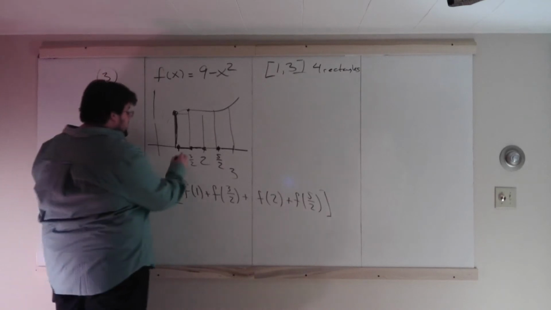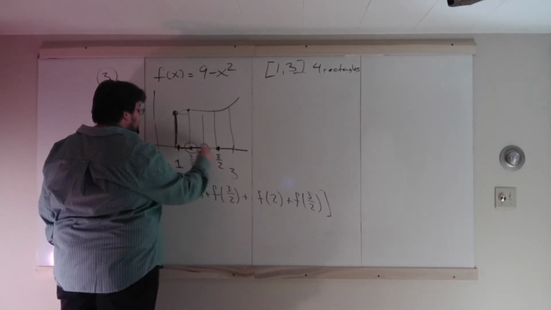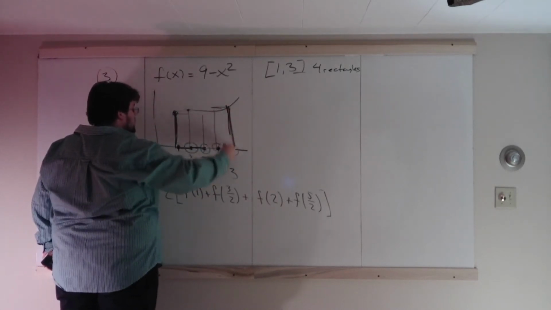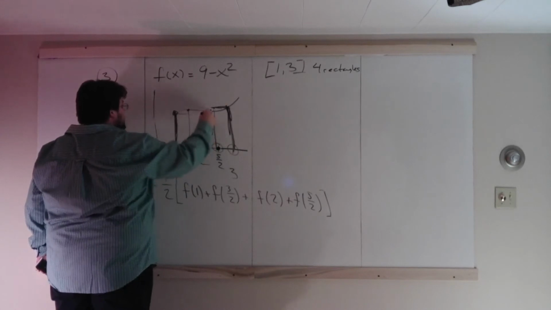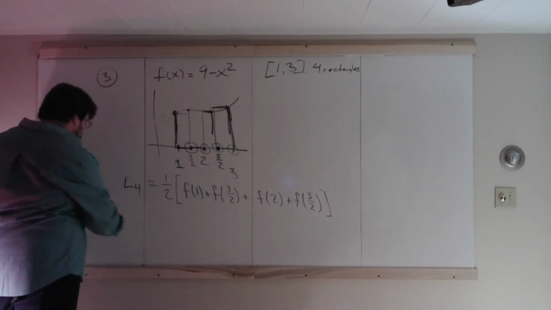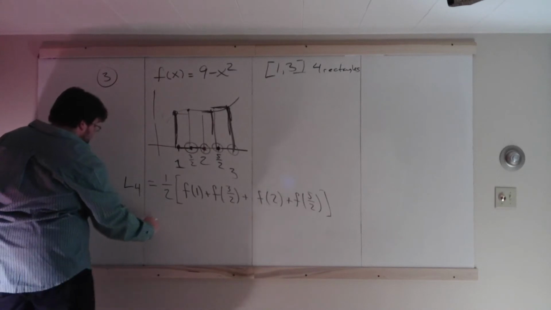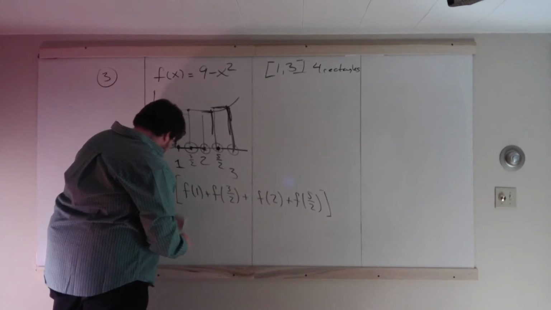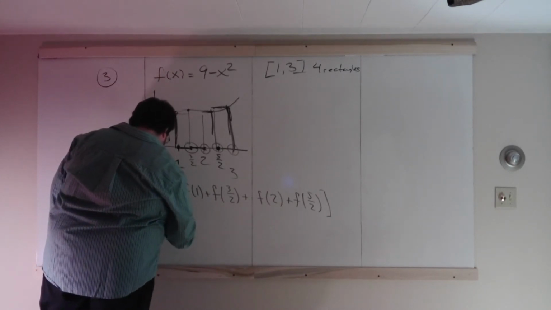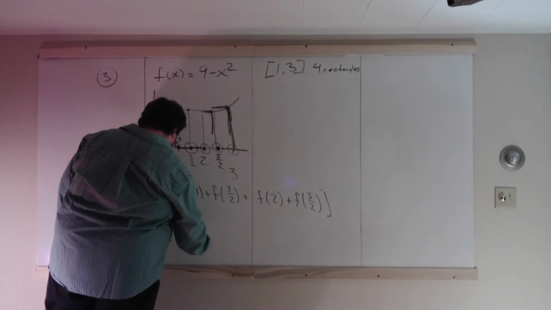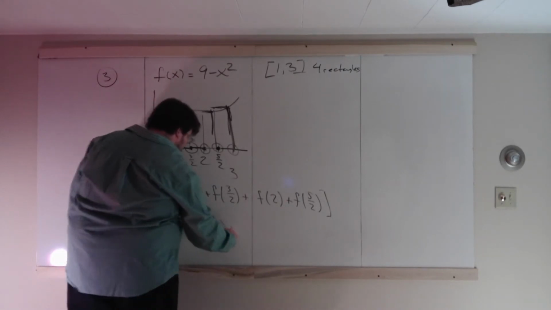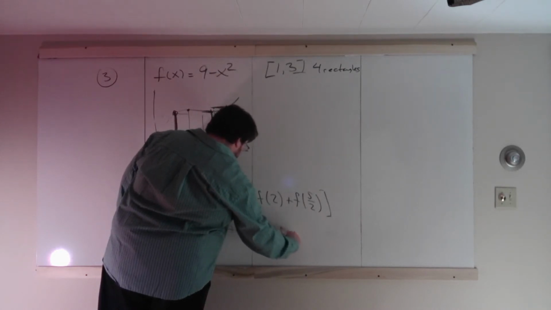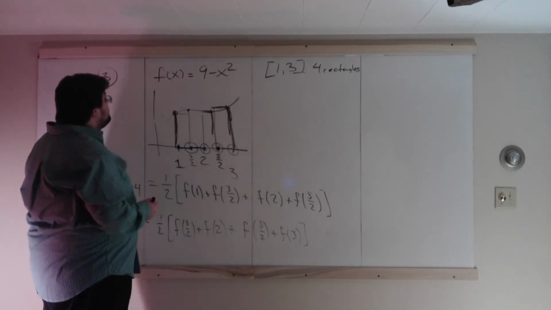The right approximation, instead of using these 4 endpoints, is going to use that endpoint, that endpoint, that endpoint, that endpoint, and the rectangles are going to be formed like this. There's the height, and it goes over. There's the next height, and it goes over. But the bases are still going to be the same. So R4 equals 1/2. Instead of starting at 1, we're going to start at 3/2. 1/2 times f at 3/2 plus f at 2 plus f at 5/2 plus f at the last number, which is 3. And now we'll simplify these.